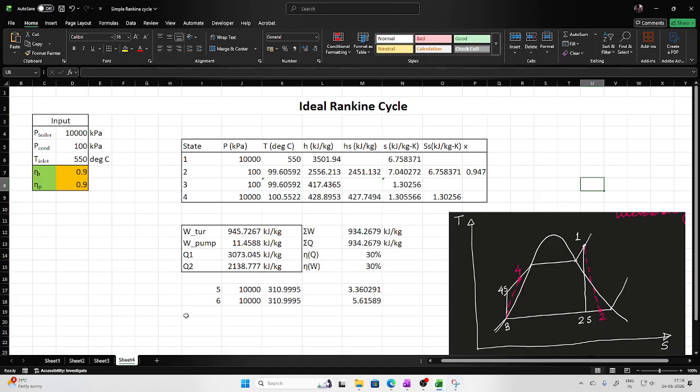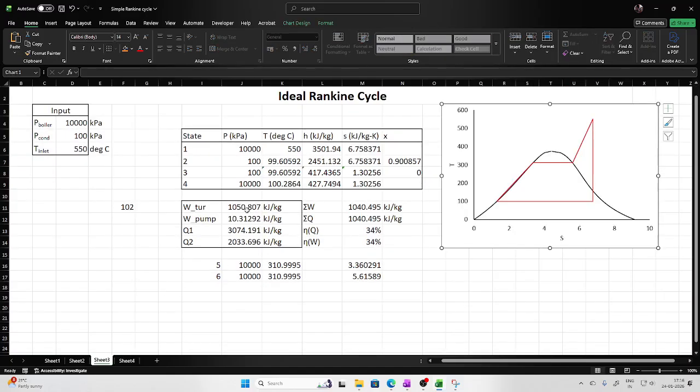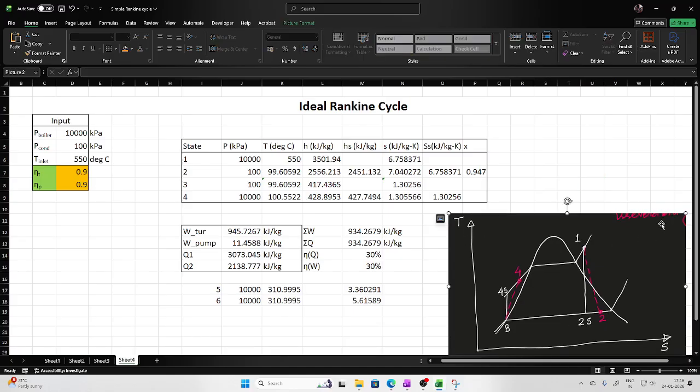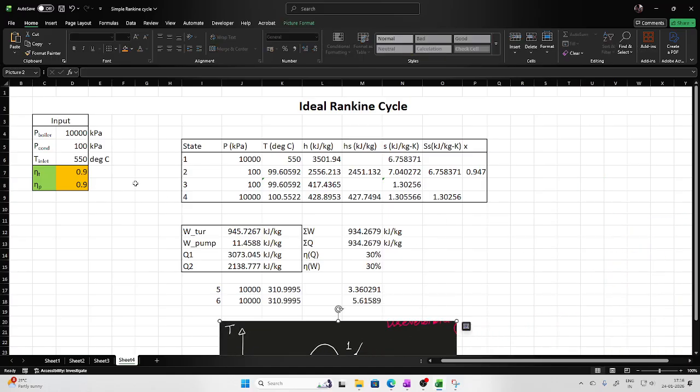Now if you look at this closely, previously it was 34% with the same data. But now because of the efficiency it has dropped. One more thing you can look at from here: what is the impact of pump efficiency on the cycle efficiency? If I reduce the pump efficiency from 90% to let's say 70%, it is not reducing much. So let us keep it as 90% only.